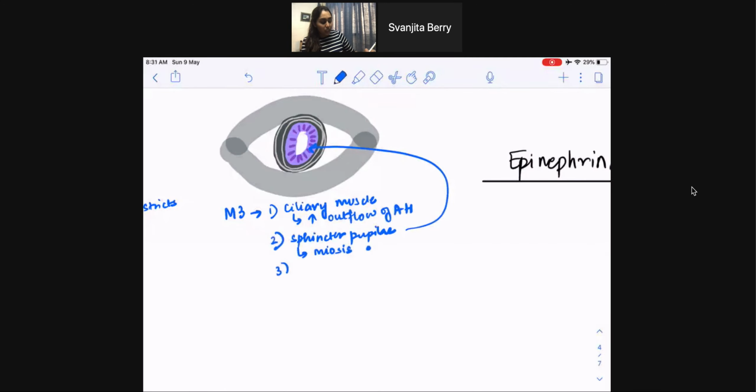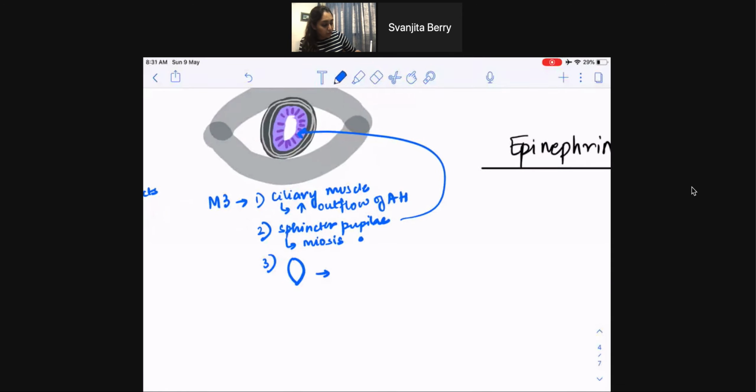And the third thing we see is with the lens, it gives us a nice and bulging lens, just like the bulging stomach of the person sitting on the couch, right? It gives you a bulging lens. And the TV, remember, is not too far from the person. So this bulgy lens is pretty good for near vision. So that's what you want to remember with M3 in the eye.